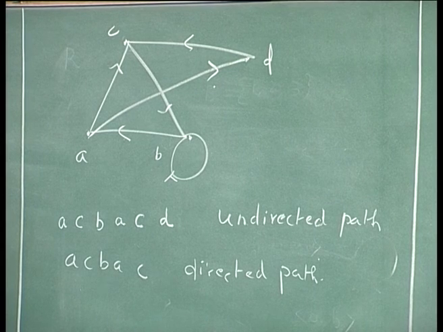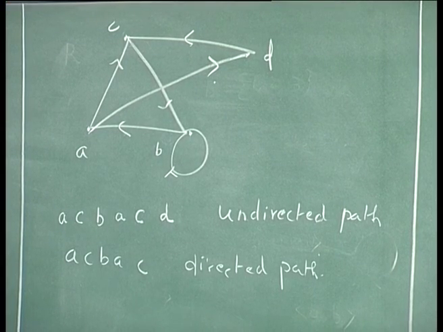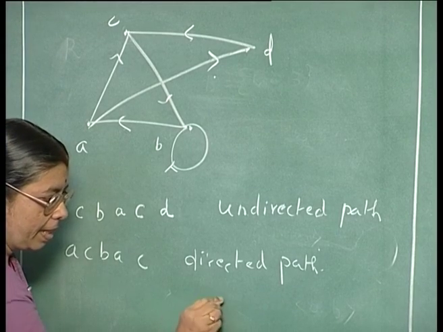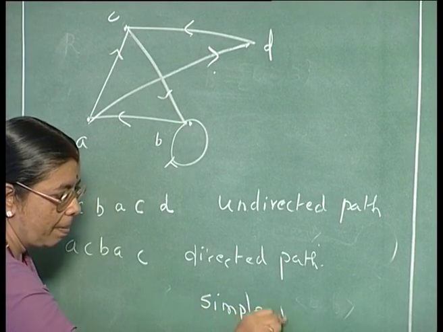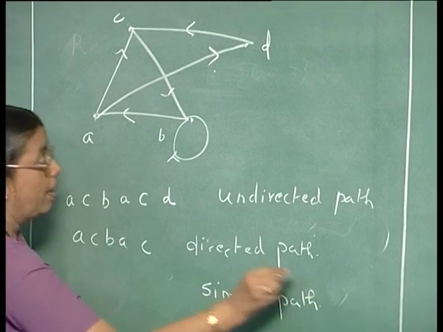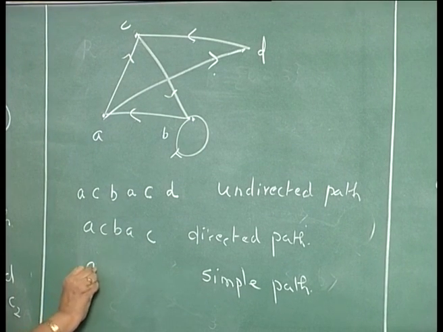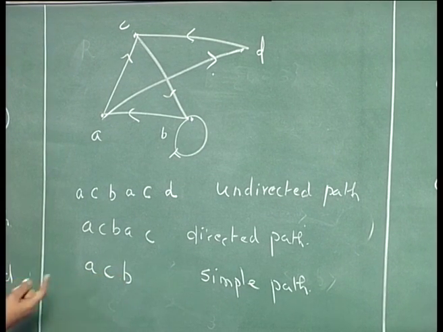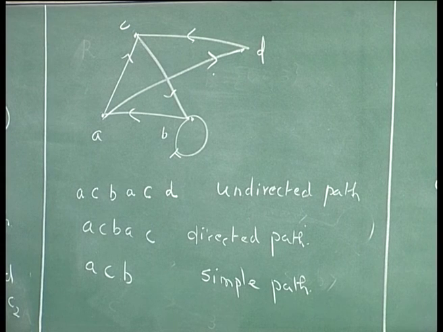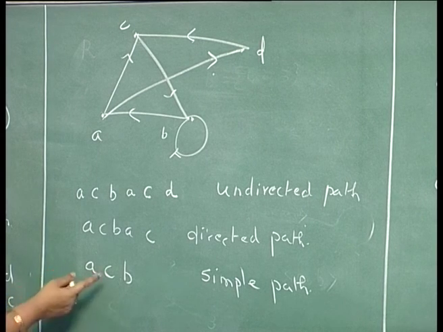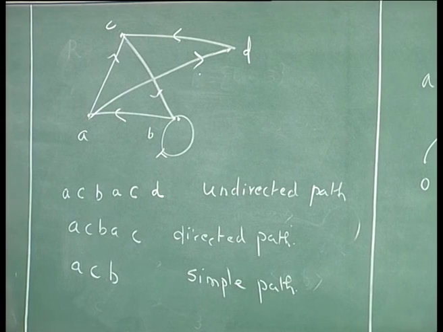If any node appears only once in a path, that is called a simple path. For example, ACB is a simple path, no node is repeated here. It starts at A and ends at B.